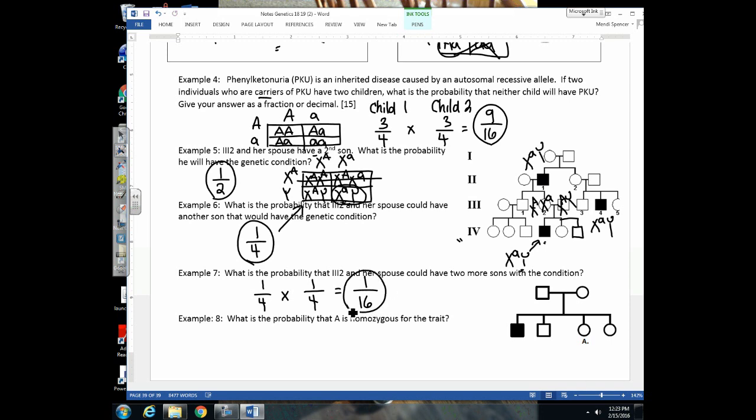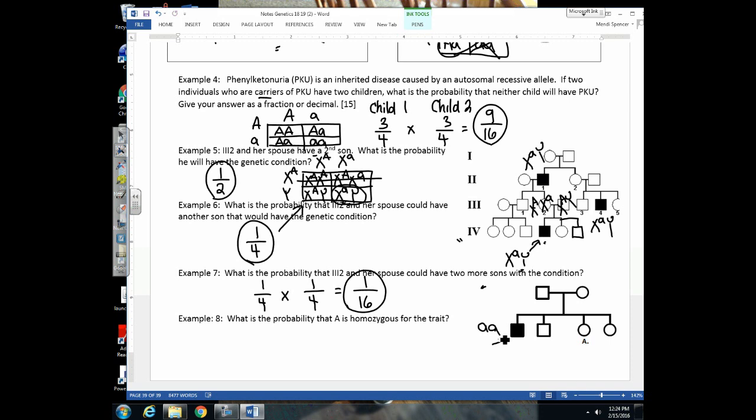Now example 8 says, what is the probability that A is homozygous for this trait? When I look at this and see that there's just one male shaded in, I could jump to the conclusion that it's sex-linked, but when they give you a pedigree showing a sex-linked trait, it's going to be very obvious. You're going to have many individuals and a large number of squares, boys, shaded in with very few or no females. So it'll be very obvious if it's sex-linked. Since it's not super obvious here, it could go either way, so I'm going to say that we have an autosomal recessive trait. That means this individual is going to be little a, little a.